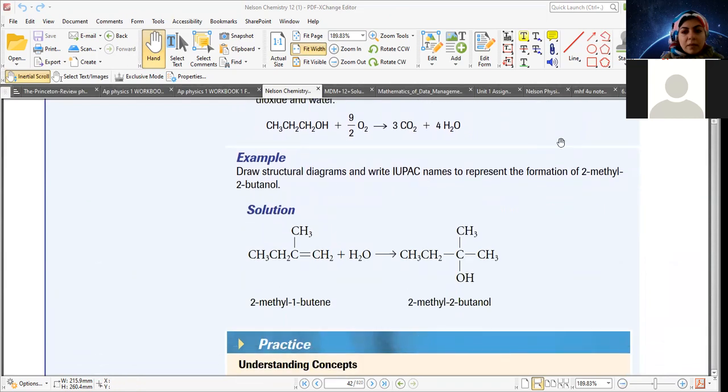Here, draw the structure and IUPAC name for 2-methyl-2-butanol. 2-methyl-2-butanol means 4 carbons. On the second carbon, you have an OH because it's 2-butanol, and on the second carbon you also have a branch of methyl. So how do we get that? Of course, you need to know that the OH here and one of the H's here will get out and become H2O, and this will become a double bond, as you see here. So you have to write it from here to here.